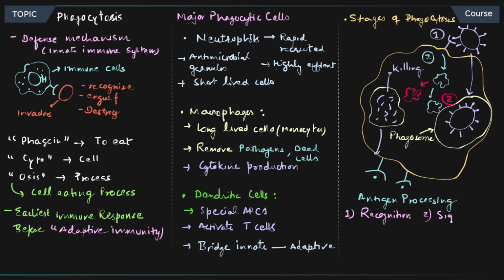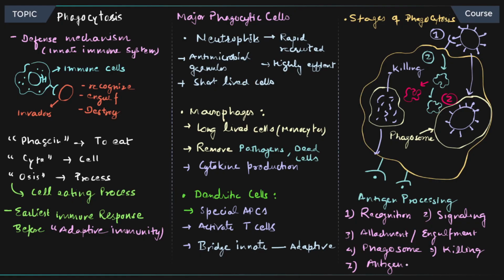Second one is signaling, downstream signaling. Third for phagocytosis is attachment or engulfment, so the bacteria or the pathogen will enter. Fourth is phagosome formation, and then killing is the next one. And the last one is antigen processing or exocytosis, if the entire component is going to go out, right? These are the important stages of phagocytosis, okay?